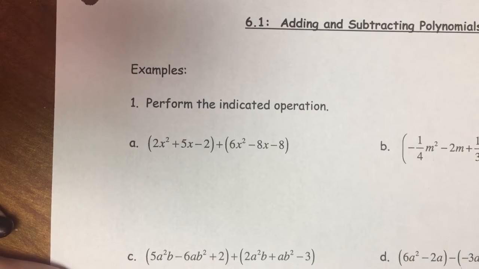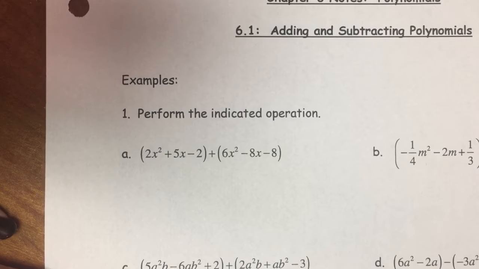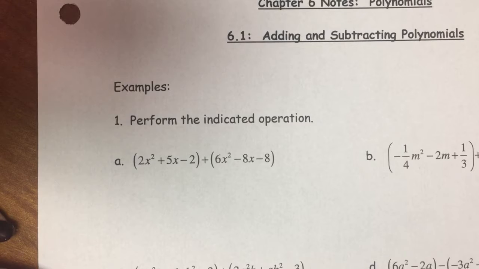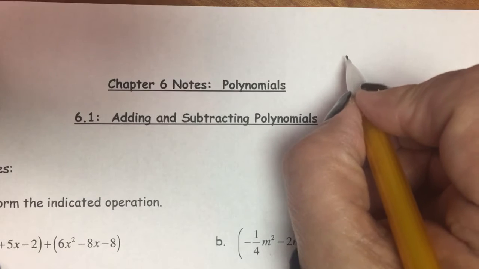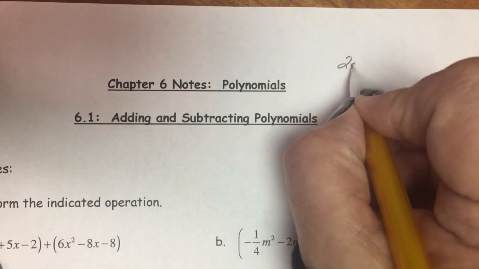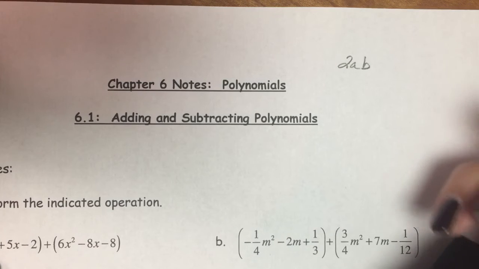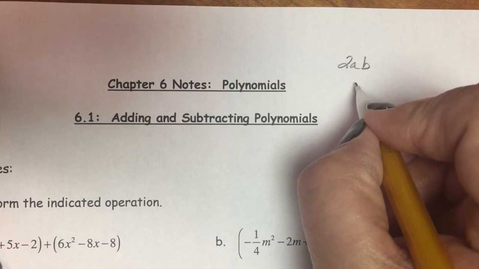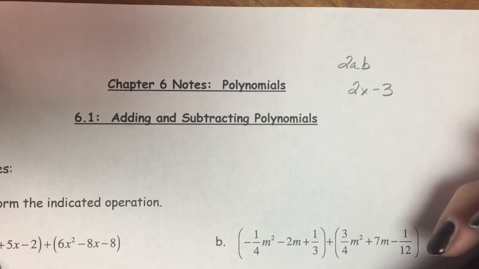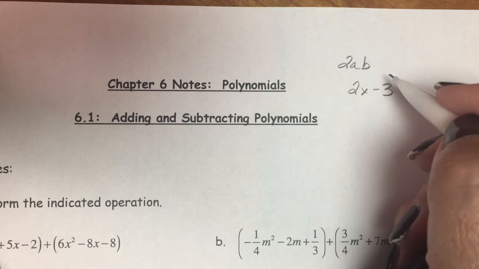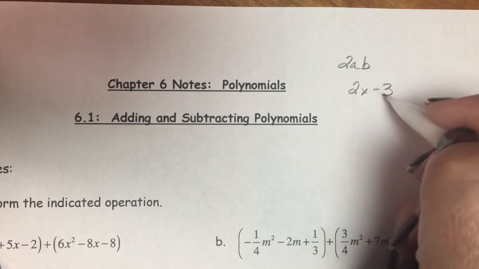Okay, so we're beginning our notes for 6.1. 6.1 is on polynomials. And we've already talked about polynomials. If you'll remember in one of our earlier sections, we talked about the fact that something with one term, for example 2ab, was called a monomial. Something with two terms, like 2x minus 3, was called a binomial. Remember, terms are separated by pluses and minuses.